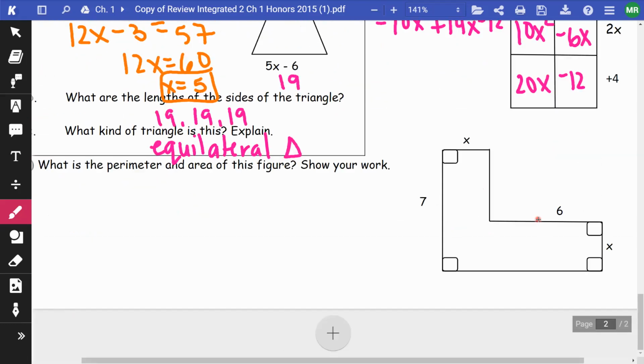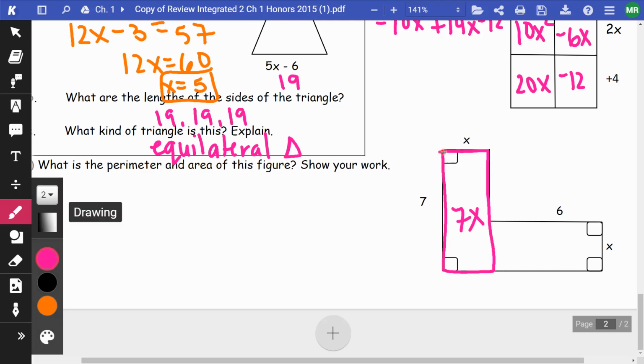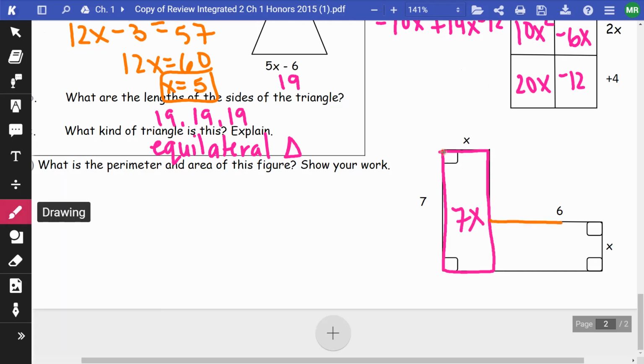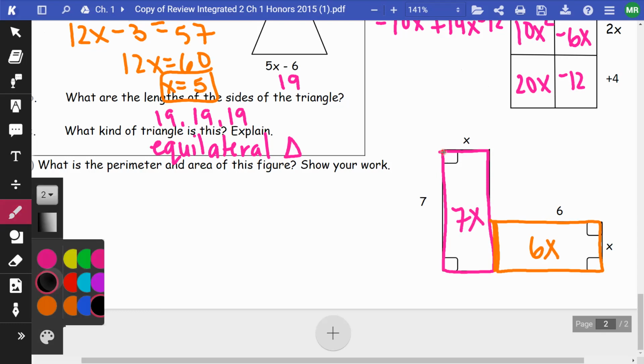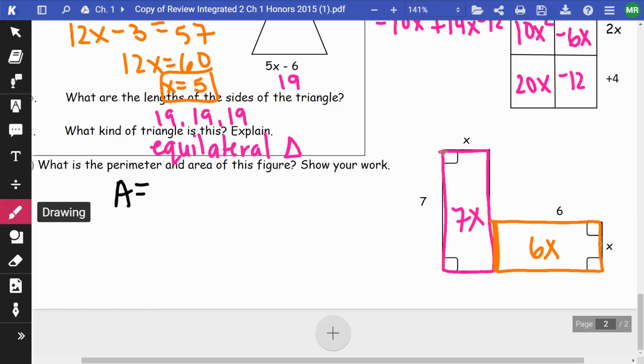On the last problem here, be careful when you split this. You want to split it so that it's something that you can figure out. I noticed that this is a 7 and this is an x, so when I split this, the area here is going to be 7x. And this is a 6 and this is an x, so when I multiply this together, this is going to be 6x. So my area is going to be 7x plus 6x, which is 13x.